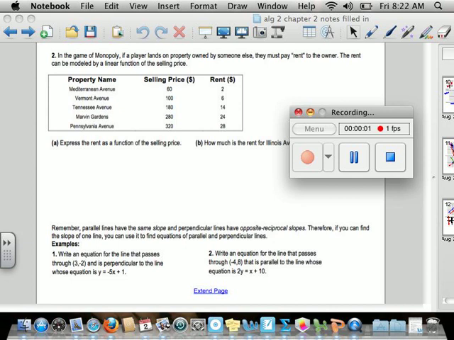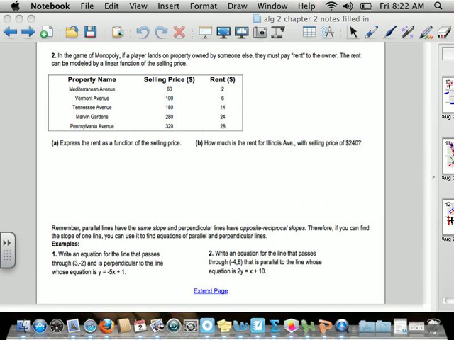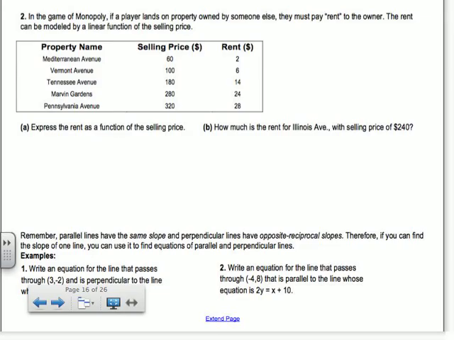All right, so we're just finishing up 2.4 today. So number 2, it said in the game of Monopoly, if a player lands on property owned by someone else, they must pay rent to the owner. The rent can be modeled by a linear function of the selling price. So Monopoly uses lines. It's amazing.